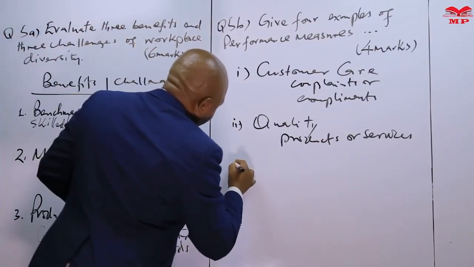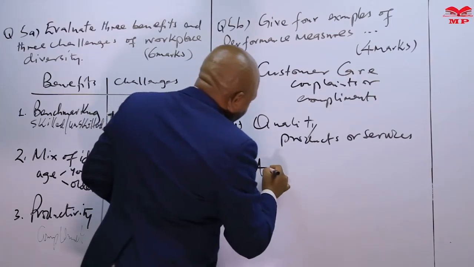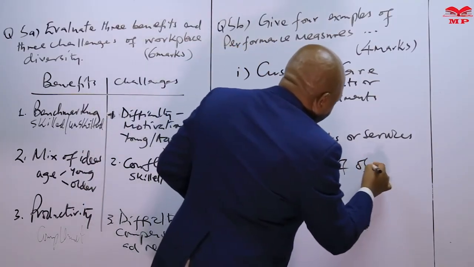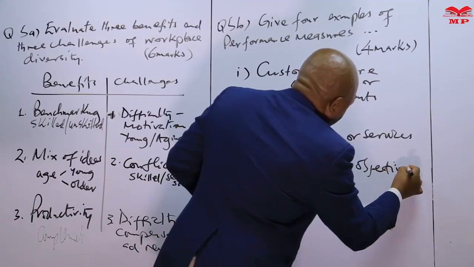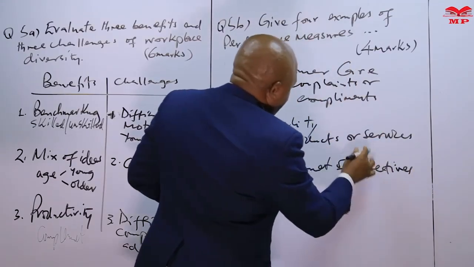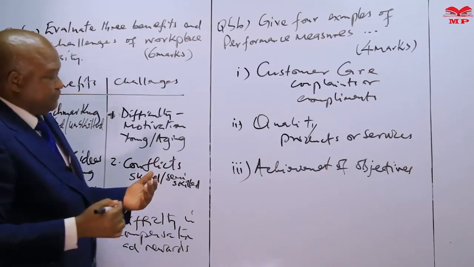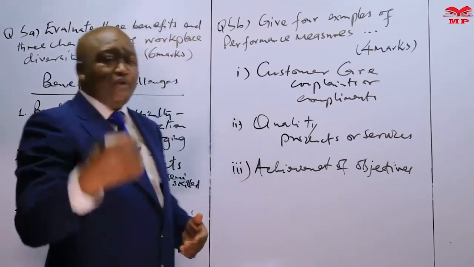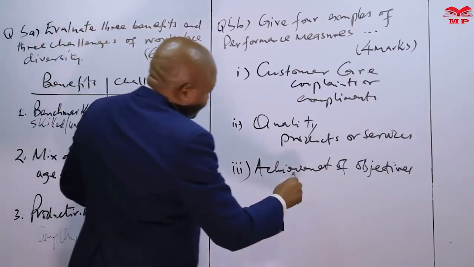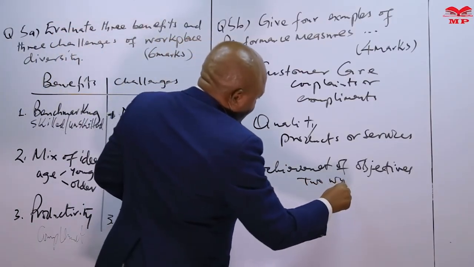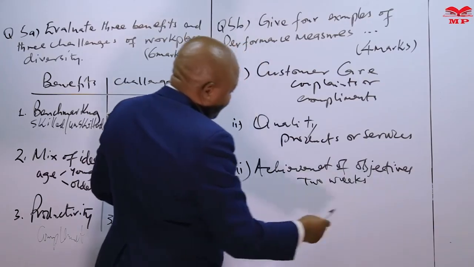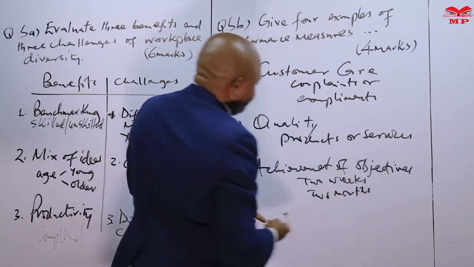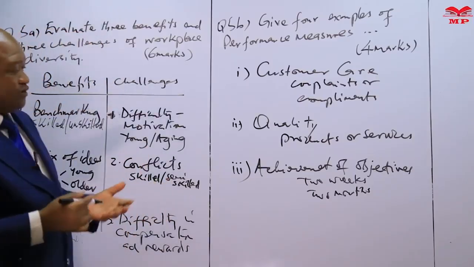Thirdly, achievement of objectives. There are certain objectives that may be set that an employee or worker is expected to achieve in a given period of time. This period could be 2 weeks, or 2 months, or after 6 months, or whatever period that is agreed.